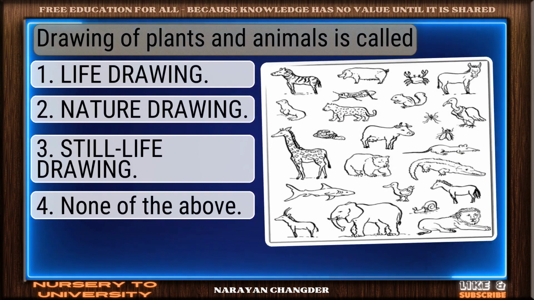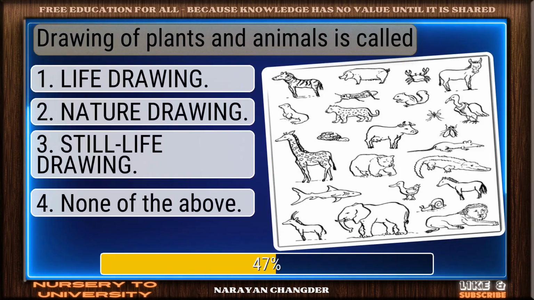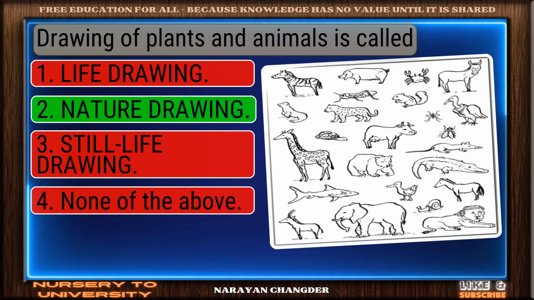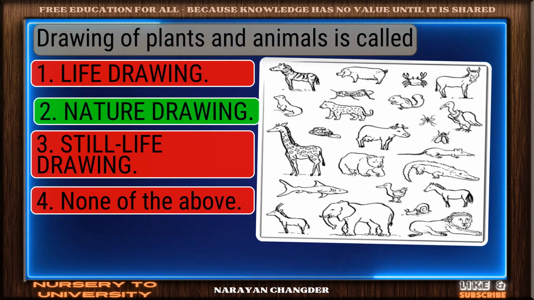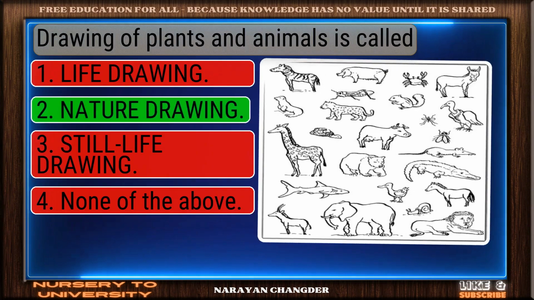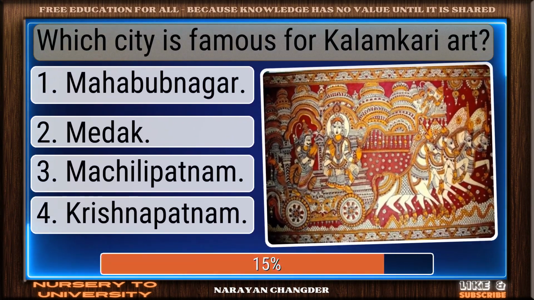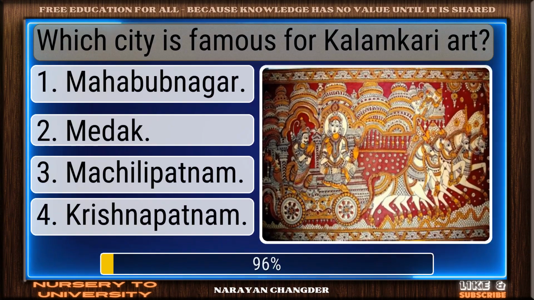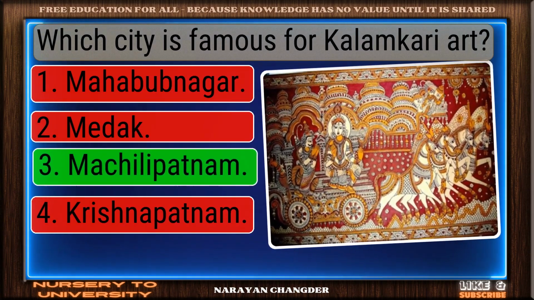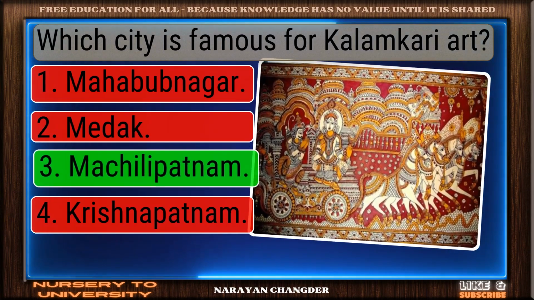Drawing of plants and animals is called dash. Nicely done. Nature drawing is a solid answer. Which city is famous for Kalamkari art? On track. Machilipatnam is the correct answer.